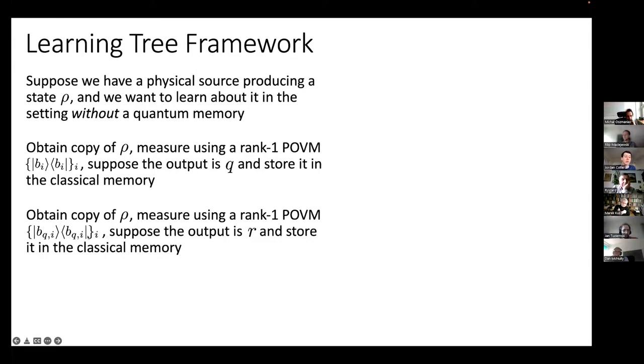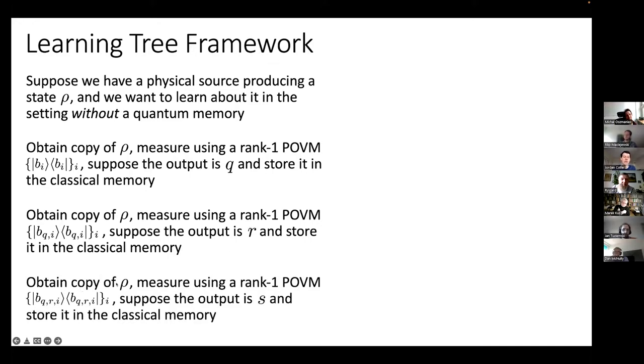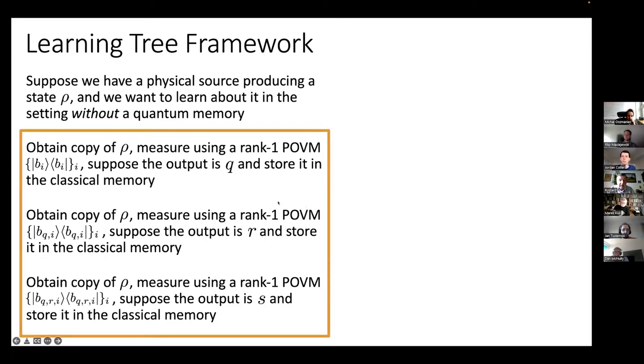Now, suppose that the outcome of this measurement is R. That is, we measure rho to be in the state B sub QR, and we store R in the classical memory. I'll do one more example. Suppose we obtain a copy of rho again. We measure it using, again, a new orthonormal basis, B sub QRI, which depends on both of the previous measurement outcomes. And suppose that the output is S, namely that we measure it to be in state B sub QRS, and we store S in the classical memory, and so on and so forth. So this is a framework for an adaptive measurement protocol.